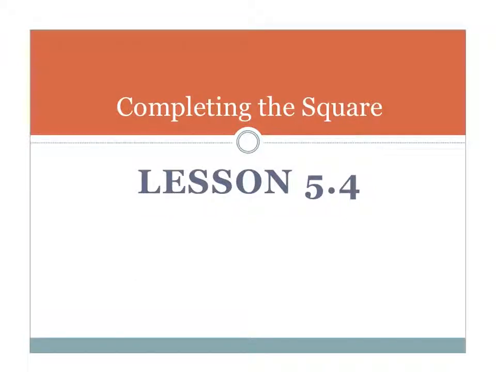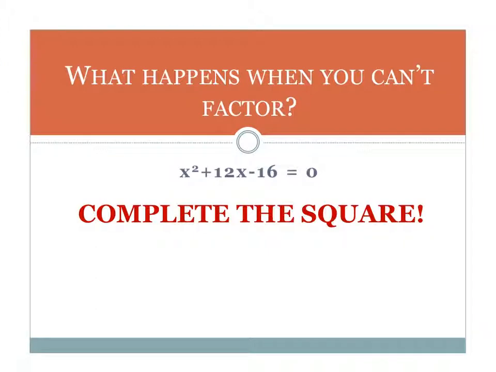In 5.4, we will learn to complete the square. So what happens when we can't factor? Well, besides crying, what we can do is we can complete the square. Basically, completing the square is going to allow us to set up this equation right here, which can't be factored, to solve using square roots.